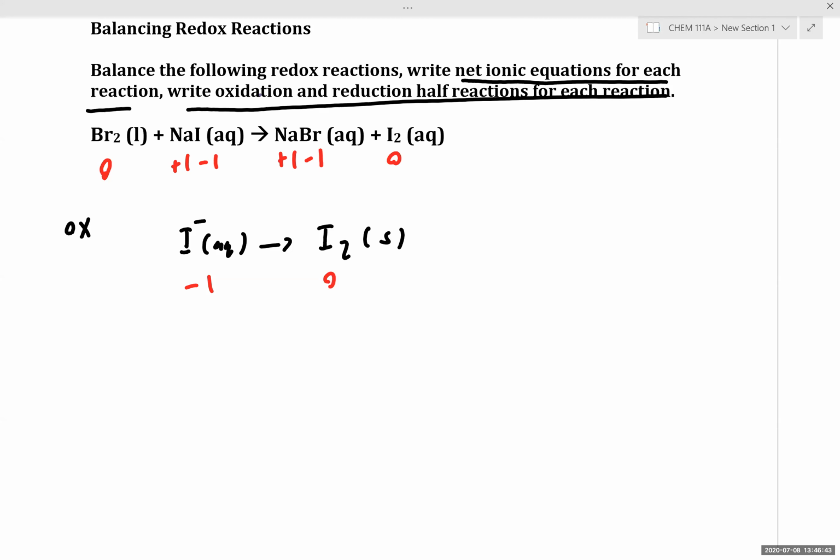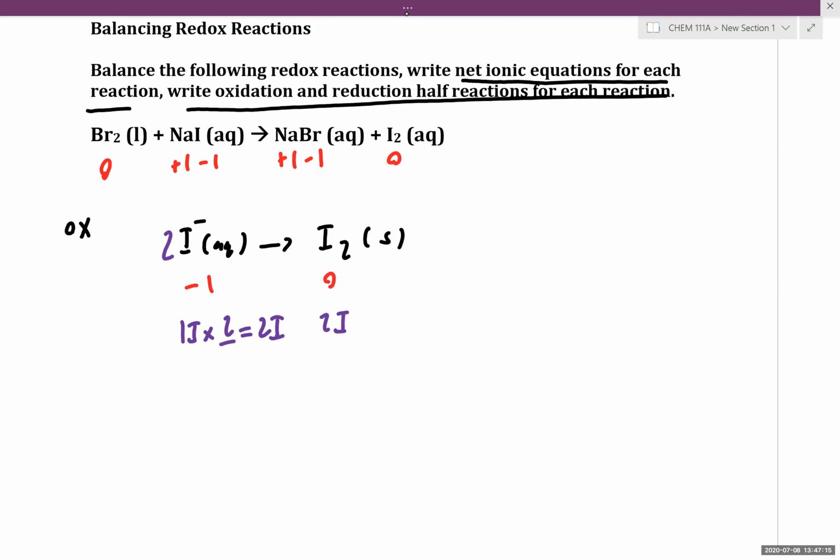Is this equation balanced? No. We have two iodines on the left. We have one iodine, sorry, we have two iodines on the right. We have one iodine on the left. And 1 times what would give us 2 iodines? 1 times what would give us 2? 2, yep, exactly right. So we have 2I- leads to I2.